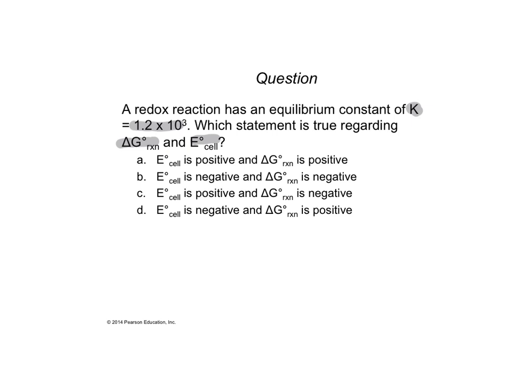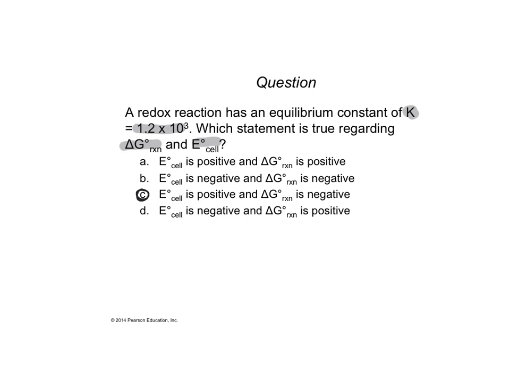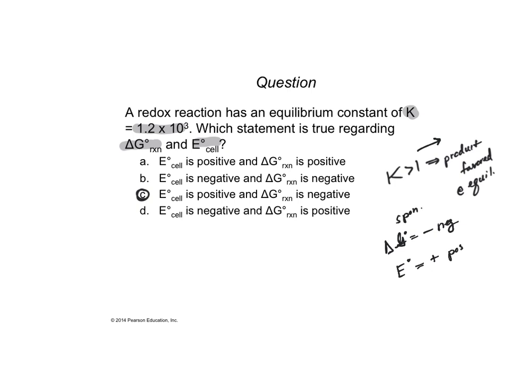Okay, so the correct answer here is E cell is positive and delta G is negative. So the correct answer is C. Again, K greater than 1 means that products are favored at equilibrium, meaning that if we're starting at standard state, which is usually what we're doing when we've got this involved, we're at 1 and 1, and if the equilibrium constant is greater than 1, then the forward reaction is spontaneous, right? Products are favored, forward reaction is spontaneous. So delta G is negative, and E, and again these are delta G naught, E naught, is positive. Both of these give us an overall spontaneous forward reaction.